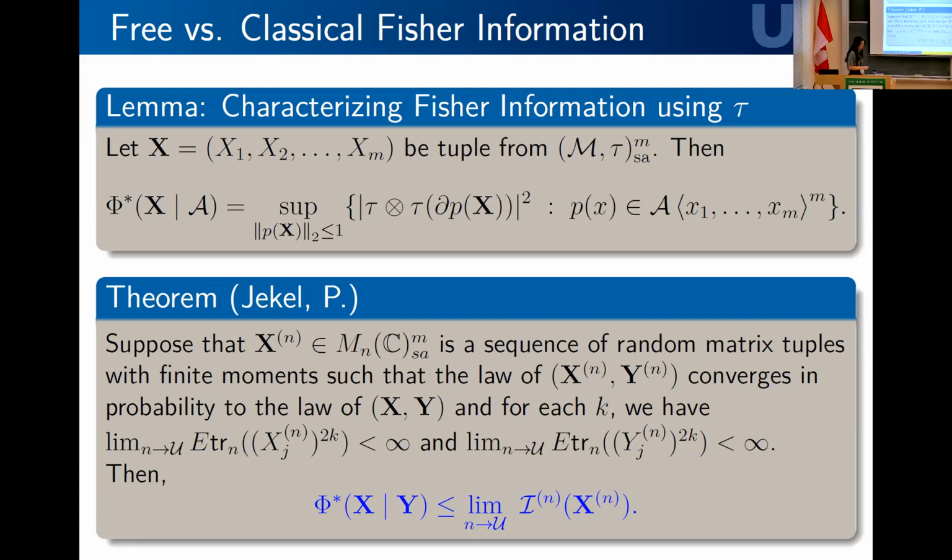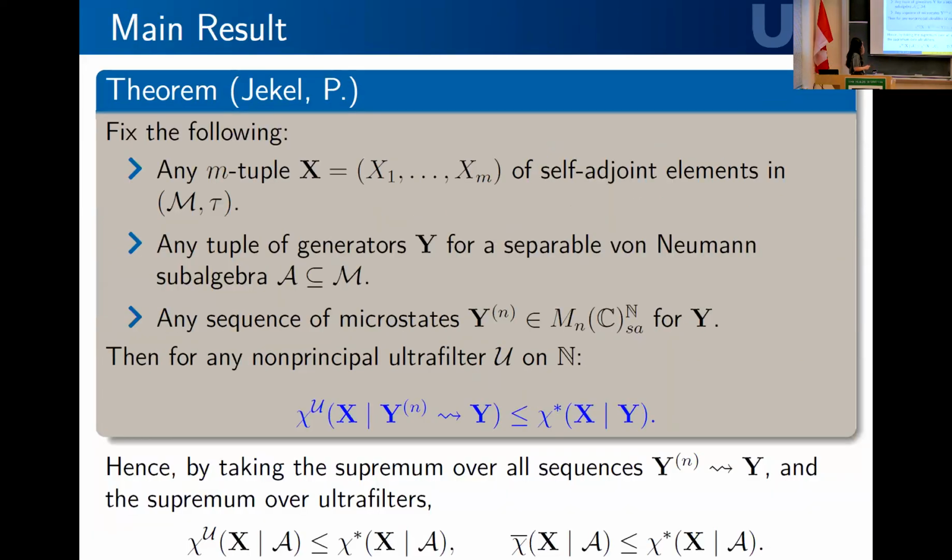Okay, so then I have that relationship. I do a little bit of calculus. It's a couple of pages, but none of the steps are actually complicated at all, and I won't get into it here because it's not enlightening. And I get the main theorem. And the main theorem, you'll notice, does not have any of the technical assumptions that the two sub-theorems had. I just have any M tuple of self-adjoint elements in a von Neumann algebra, any tuple of generators for my separable subalgebra A, and any sequence of microstates yn for y. And then you get the inequality that you want.